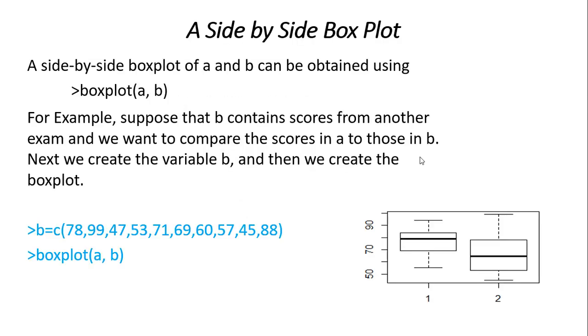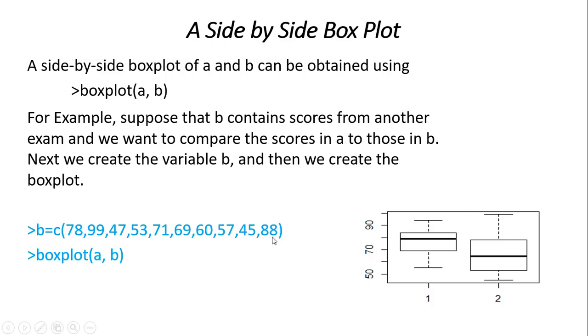An advantage of box plots is they're very good in comparing two different variables that have the same scale. Okay, so if I had two variables, A and B, I could use this command, boxplot A comma B, and that'll produce a side-by-side box plot. So for example, suppose that B contains scores from another exam, and we want to compare the scores in A to those in B. So let's create our variable B.